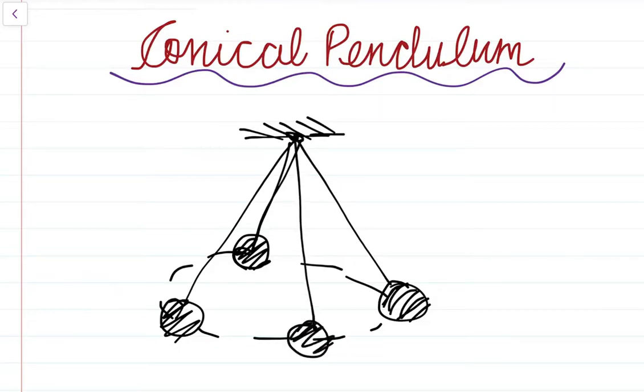So the bob can be moving in an anti-clockwise motion, or it can be moving in a clockwise motion as well, but basically it is moving in a horizontal circle like this. So this is a conical pendulum, nothing else.